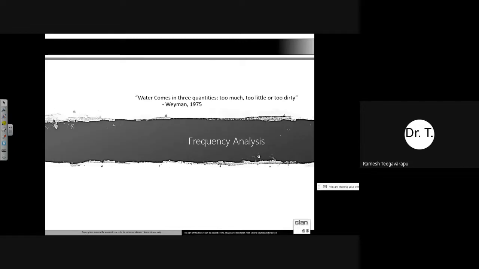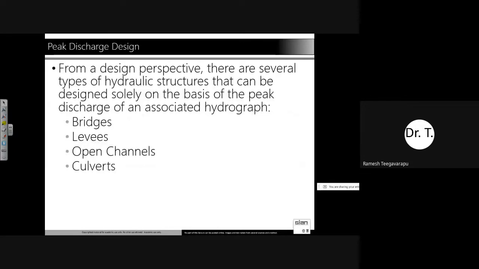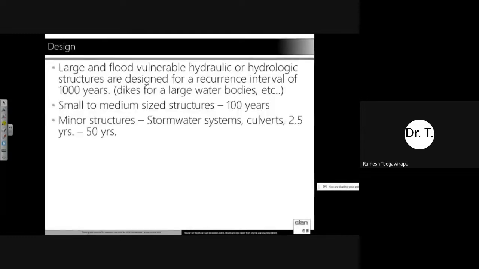So when we are looking at frequency analysis for peak discharge design, it depends on the type of hydraulic structure we are looking at: bridges, levees, open channels, culverts, and so on. Again, it depends on what type of structure you are constructing, what the benefit cost ratio is, and what return period should be used. For minor structures, you can go from 2.5 years to 50 years, but for medium-sized structures, 100 years, and dams, dikes, and so on can be much, much larger.